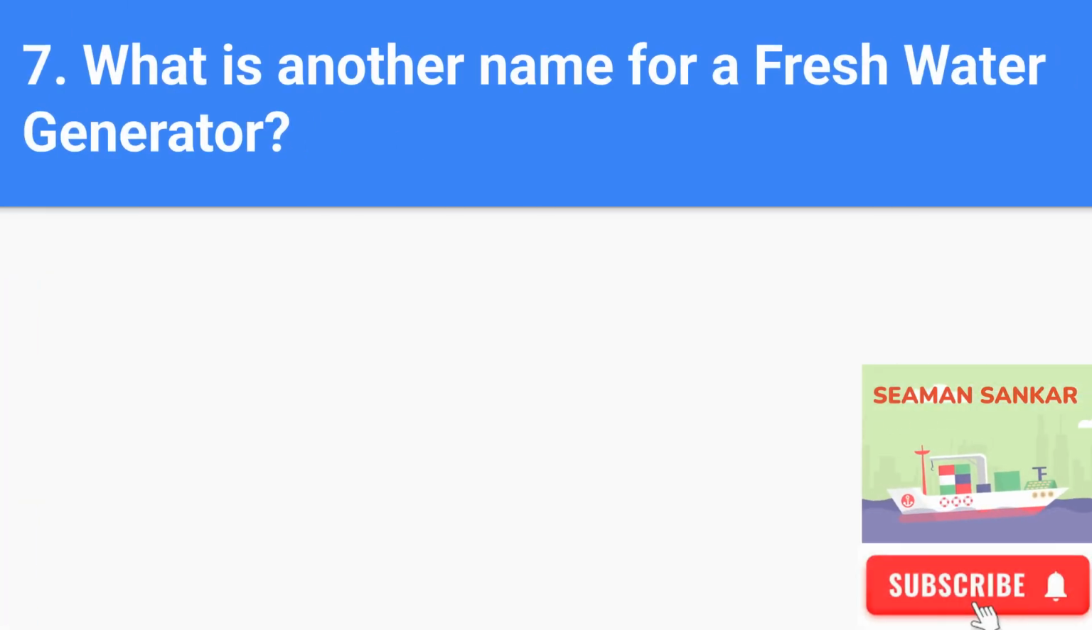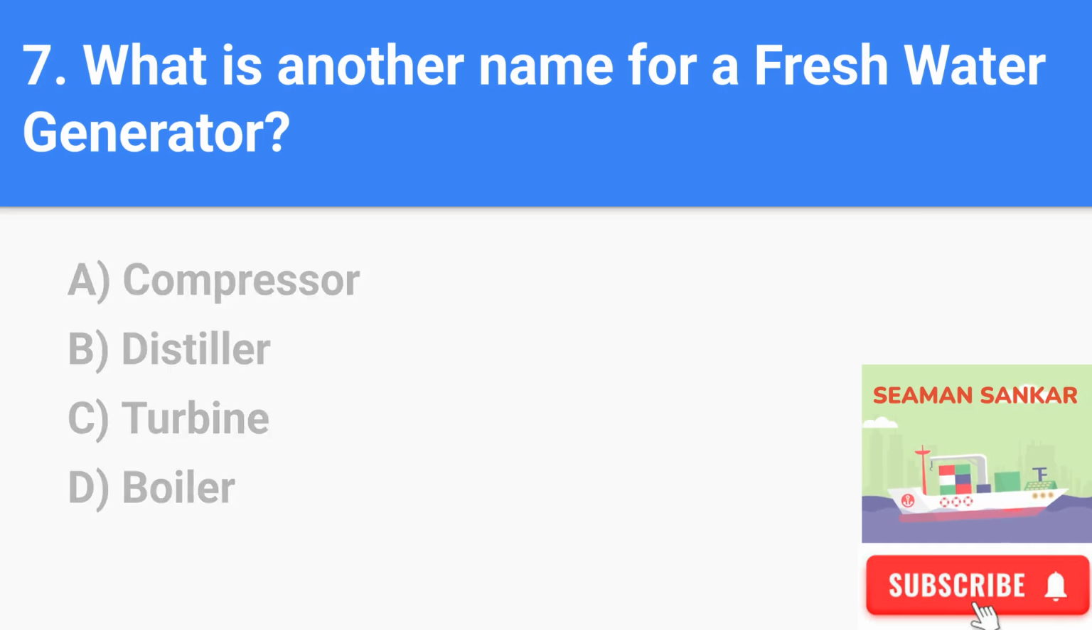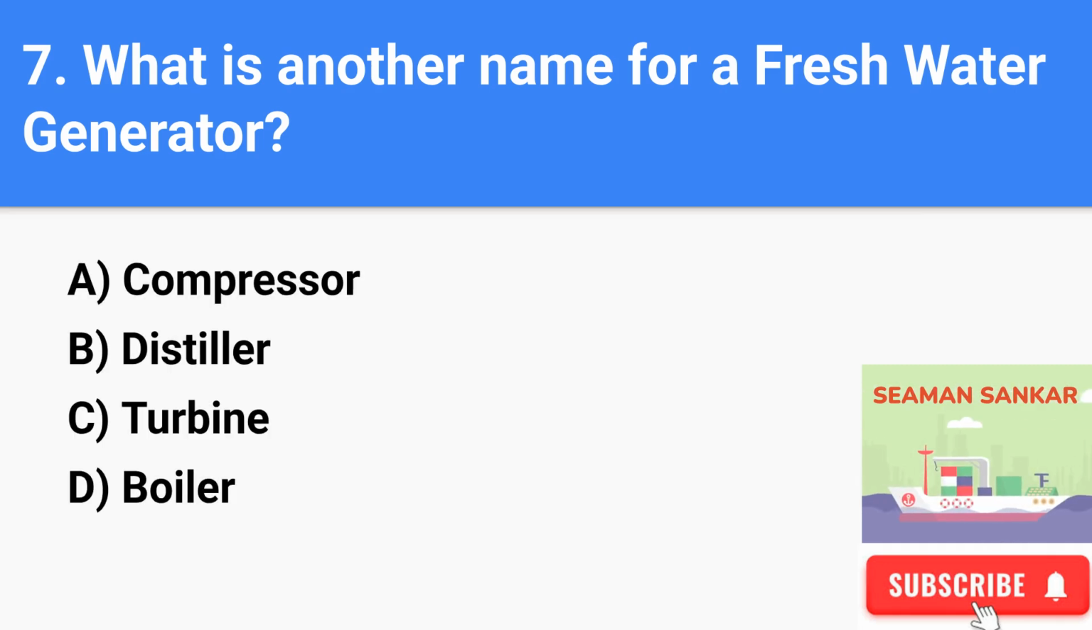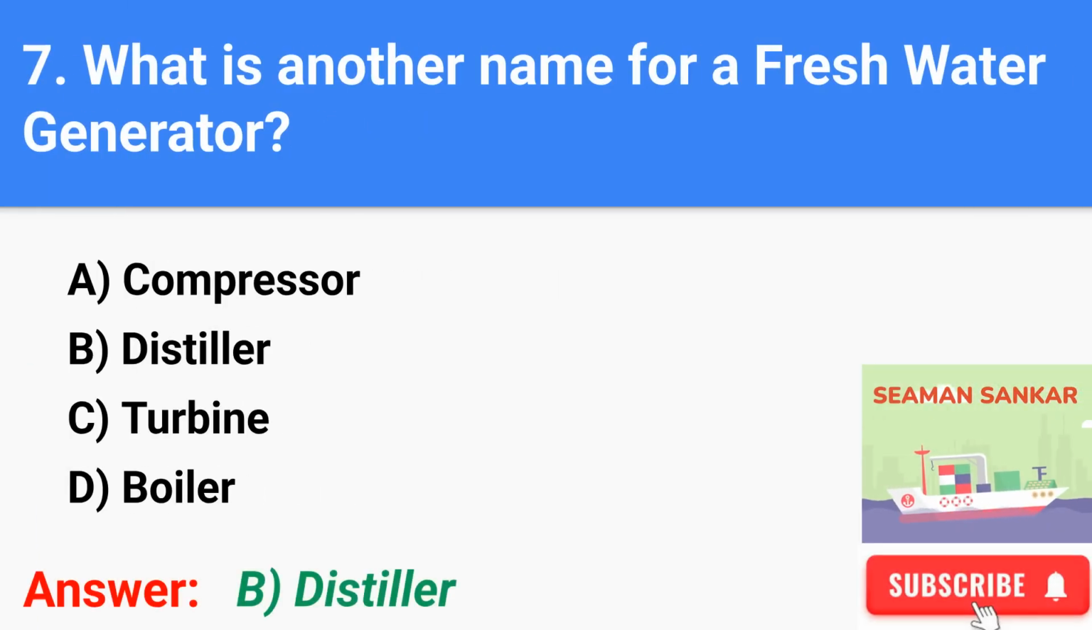Question 7. What is another name for a freshwater generator? A. Compressor, B. Distiller, C. Turbine, or D. Boiler. The correct answer is B. Distiller. The process essentially involves distillation to produce fresh water from seawater.